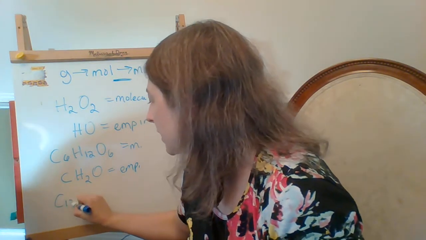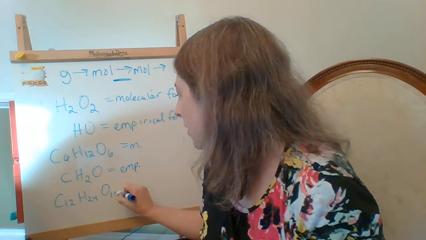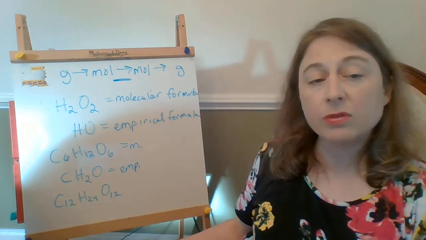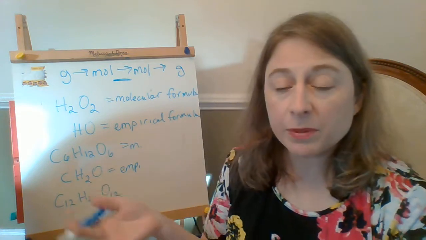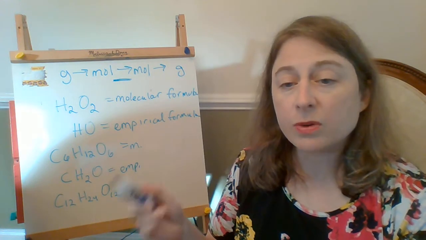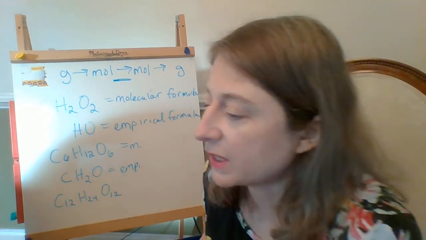If I had a sugar like C12H24O12, it would have the same empirical formula as glucose, but it would be a completely different molecule. So the empirical formula can only tell us ratios. It can't tell us what that molecule really looks like.